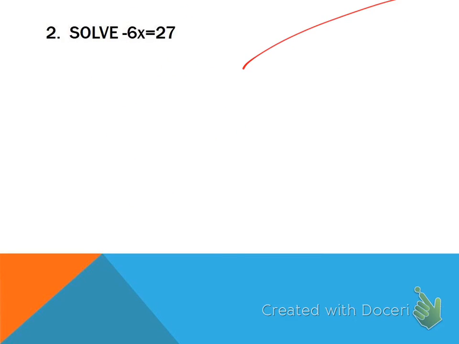Now, same idea here, right? We want to try to isolate the variable. Right now, that is not subtracting 6 from x, so we do not want to add 6 to both sides. Instead, we're multiplying the negative 6. And so we want to divide both sides by negative 6.